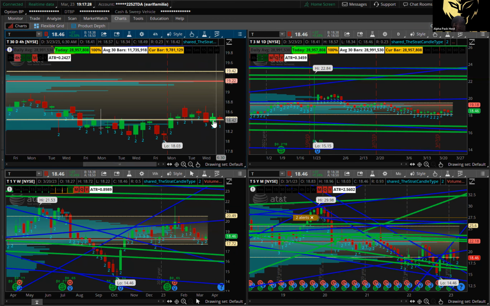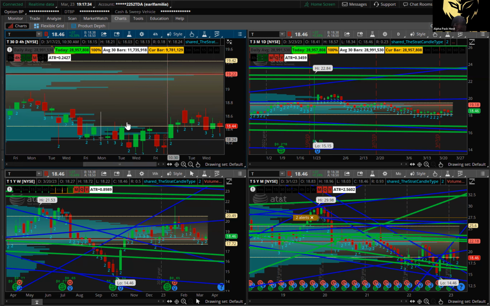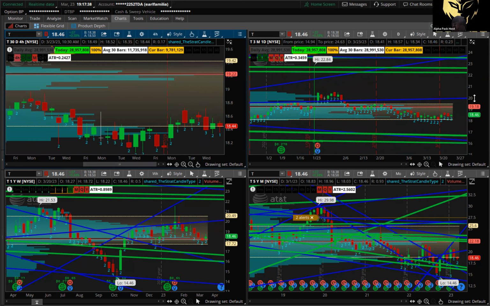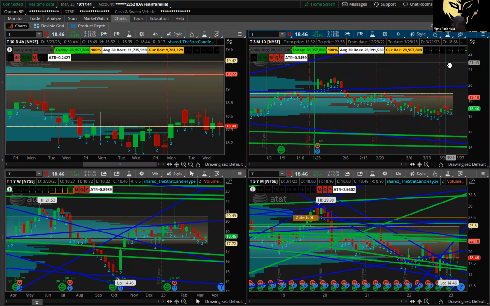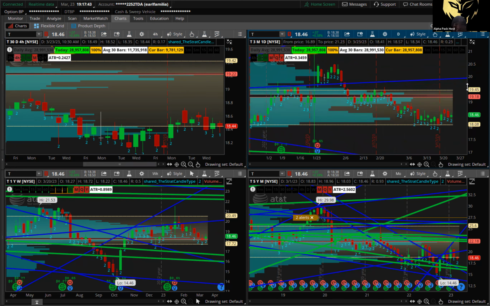So you got the 2-1 setup. Looks like buyers are trying to pick it up. You got the volume shift right here. So they might be trying to pick it up a little bit, but there's not much strength to it. They're just holding it up at this level. But it did rail strat down.